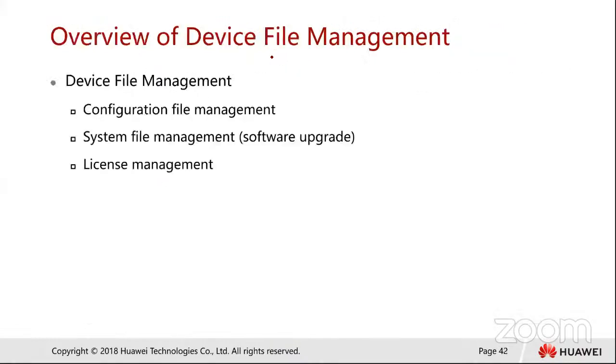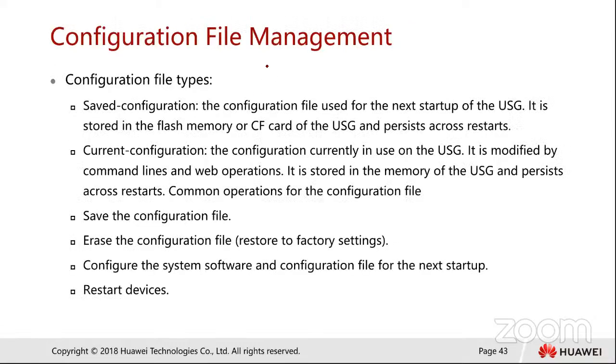So the brief overview of device management, still the configuration files. We shall look at them later on, but we have different types of configuration files, where we have the saved configuration and the current configuration, and we shall be able to distinguish between these two. The saved configuration file is used for the next startup of our devices. It is stored in the flash memory or the CF card of the device and persists across restarts. So when you restart it, then you'll be able to use the saved configuration.